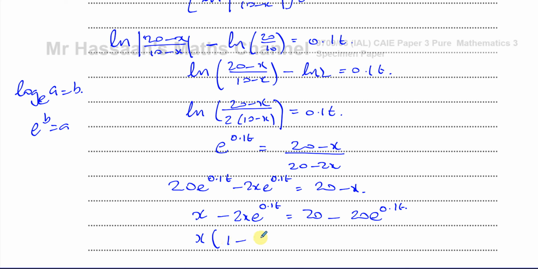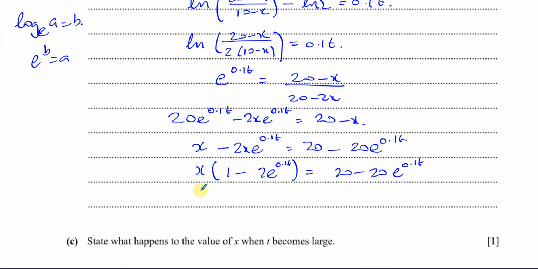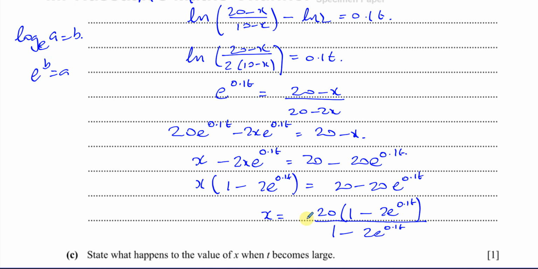So I have x times 1 minus 2e to the power of 0.1t equals 20 minus 20 times e to the power of 0.1t. And then finally I can make x a subject and say x is equal to 20 minus 20 e to the power of 0.1t divided by 1 minus 2e to the power of 0.1t. And there is the answer, and the value of c is automatically calculated.